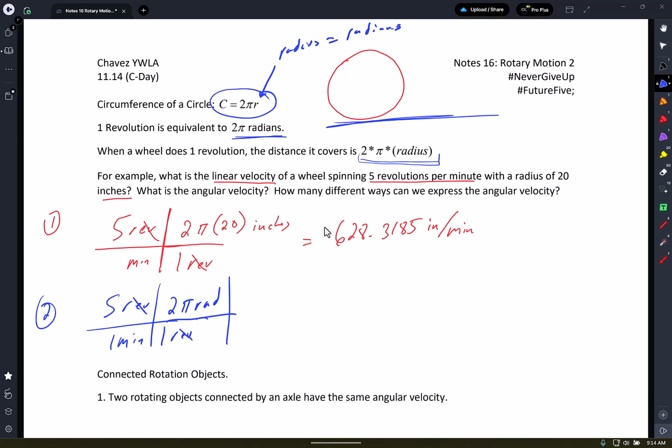And then I go, in 1 radian, that literally means what the radius is. What's my radius? 20 inches. And look, it's the same. It's the same computation. 5 times 2 pi times 20. Do you guys see how it's the same? 628.3185 inches per minute.